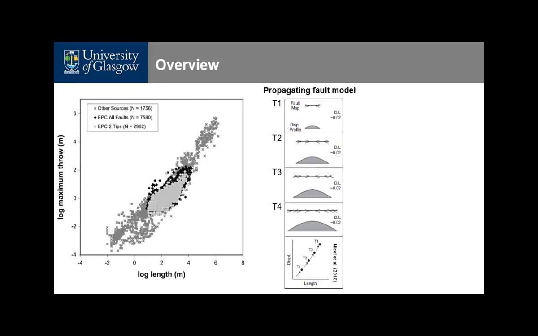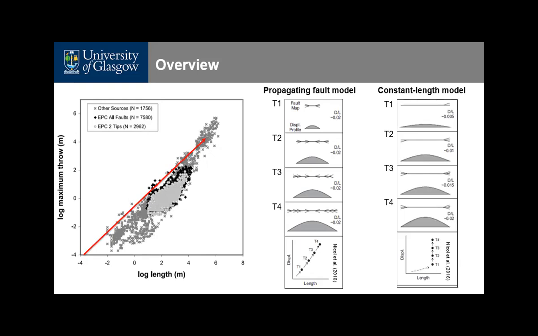So under this propagating fault model, the fault would grow with increasing length and displacement at every time. So that would be time 1, time 2. So it would just slowly grow, length and displacement, length and displacement, length and displacement. So if we're looking at this, this is just a global database of fault length and this is throw in this case. But under the propagating fault model, it would grow like this, just straight along the whole time.